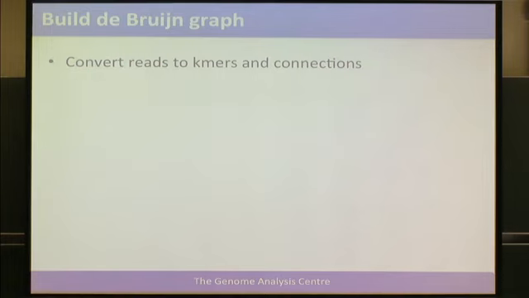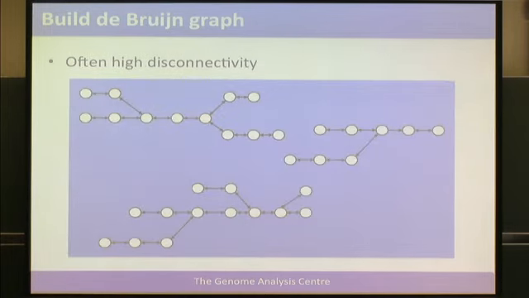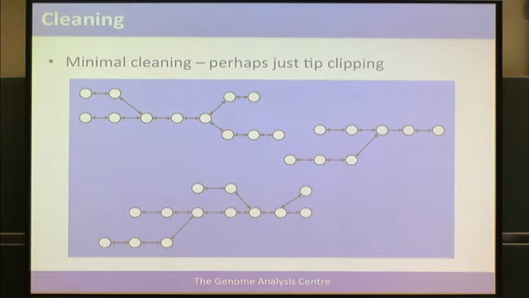We then build the De Bruijn graph, as you've seen before, by making K-mers from the reads. There's often high disconnectivity compared to genomic graphs because of all the multiple organisms in there. Then we do minimal cleaning, maybe a bit of tip clipping, because in metagenomic data sets this can still be a useful cleaning approach. In this example, we might get rid of a small tip here.